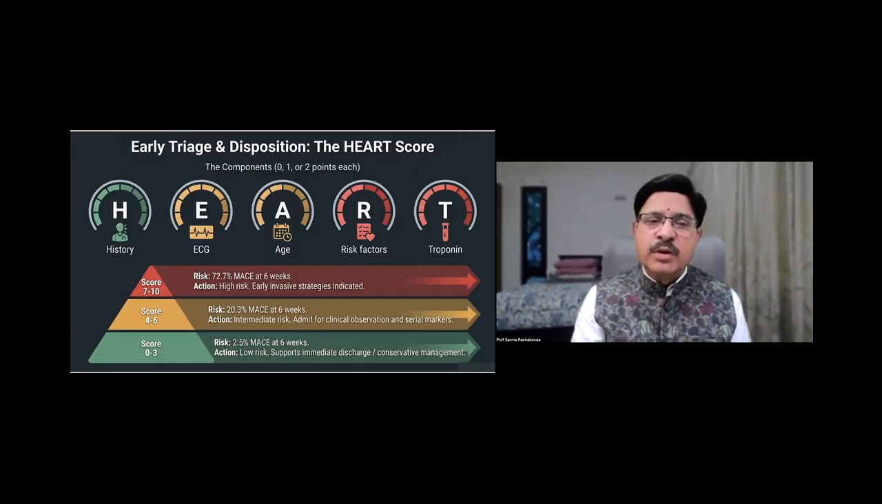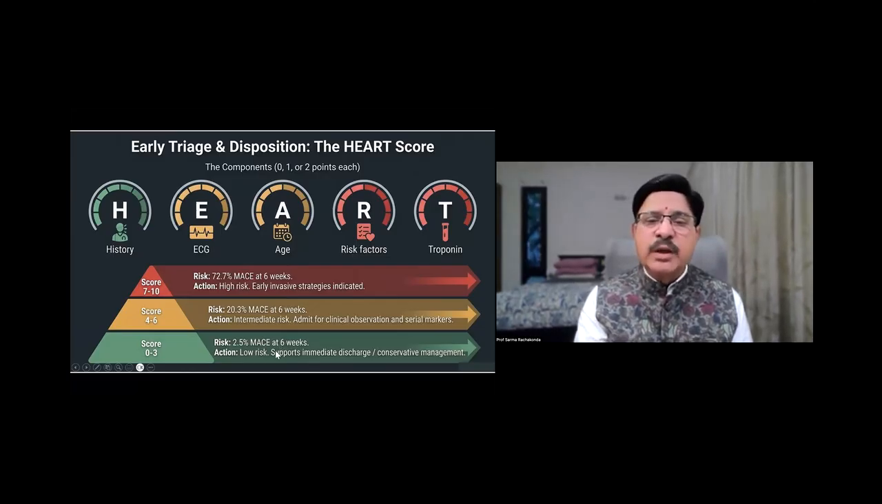The HEART score, we told you already: history, ECG, age, risk factors, and troponin. Components are 0, 1 and 2 points for each. I have already narrated. 0 to 3, only 2.5% risk for major adverse coronary events. Low risk people, they can get out of the hospital now.